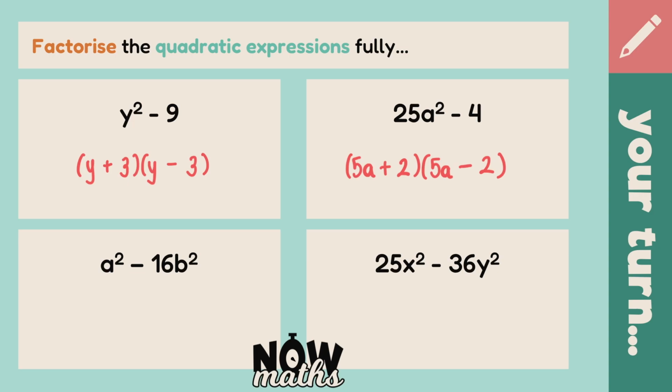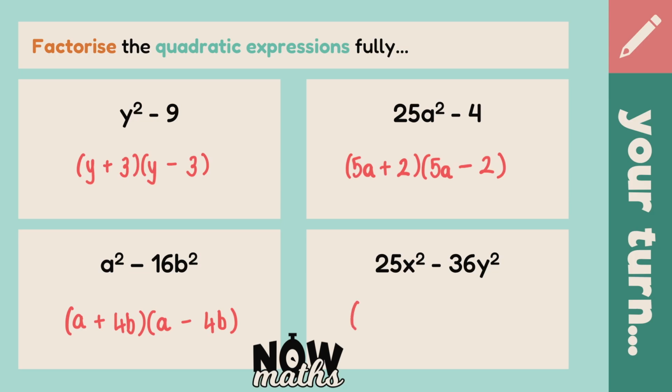Now looking at the third quadratic, we're again going into double brackets. And first of all, the square root of a squared is a, so we put an a in the front of each bracket. Then the square root of 16b squared is 4b, since 4b multiplied by 4b is 16b squared. And given that we need the 4b's to multiply to give negative 16b squared, we need one to be positive and the other to be negative. And this is our fully factorised quadratic.